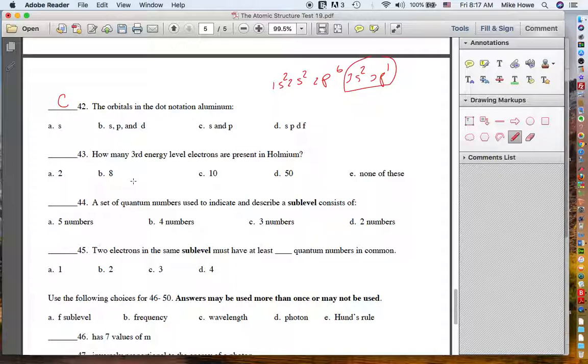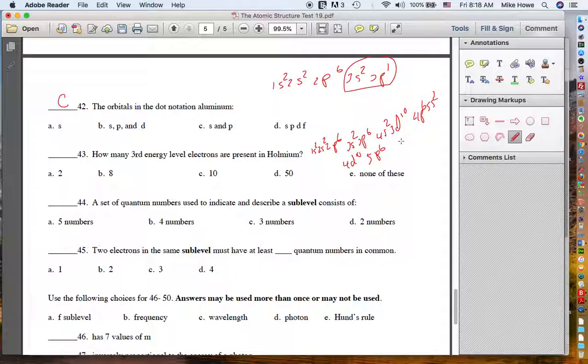Now, how many third energy level electrons are present in holmium? Holmium is element HO, and it's number 67. It's in the 4F sublevel block. So if I wrote the electron configuration out to holmium, I'll just show you. So it's 1s2, 2s2, 2p6, 3s2, 3p6, 4s2, 3d10, 4p6, 5s2, 4d10, 5p6.